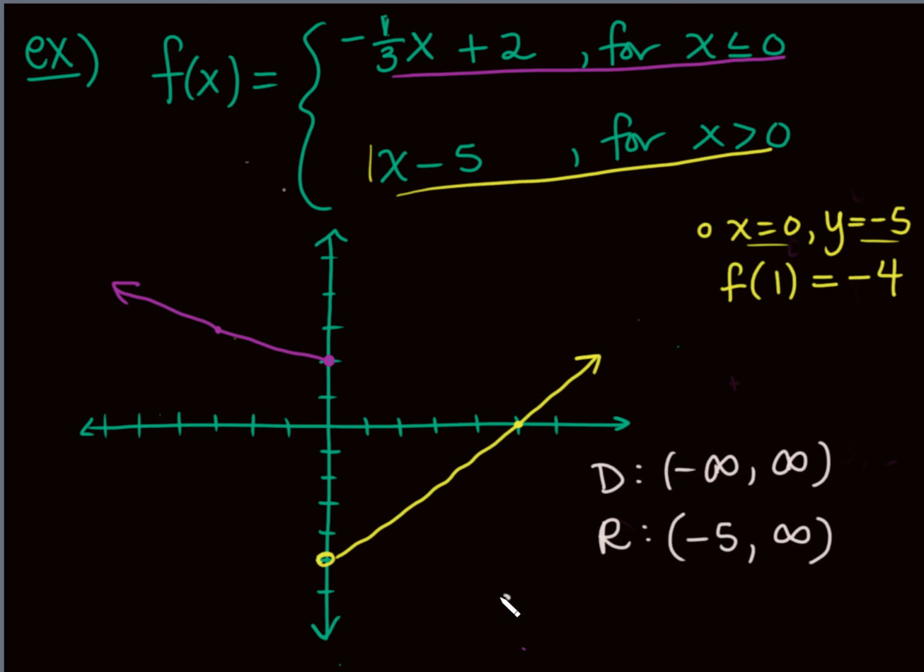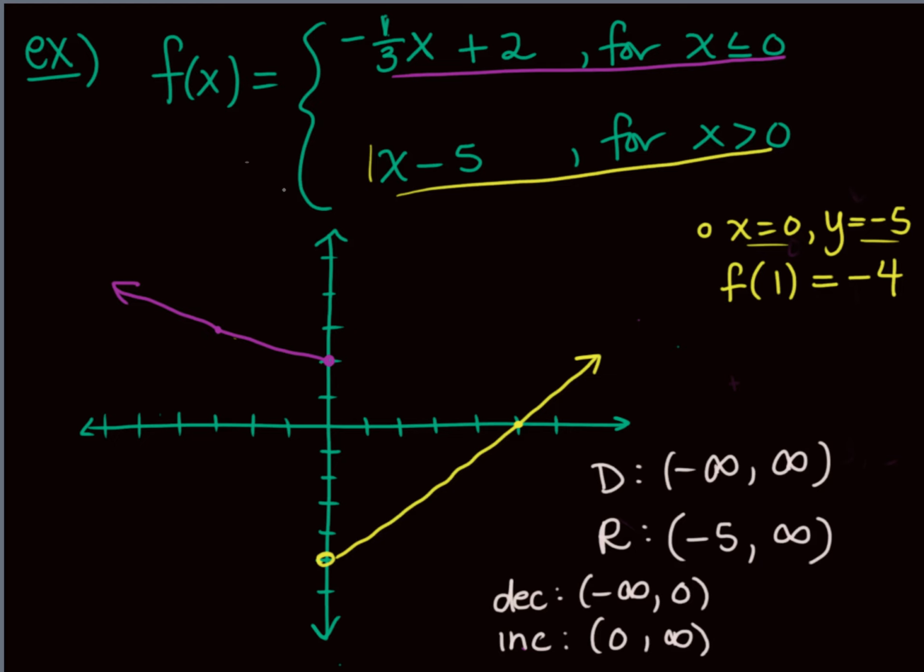Some interesting things if we wanted to look at where this is decreasing. It's decreasing from minus infinity to 0. And then after 0, we start increasing from 0 to infinity. Remembering that these are open intervals. They are always, always, always open intervals.